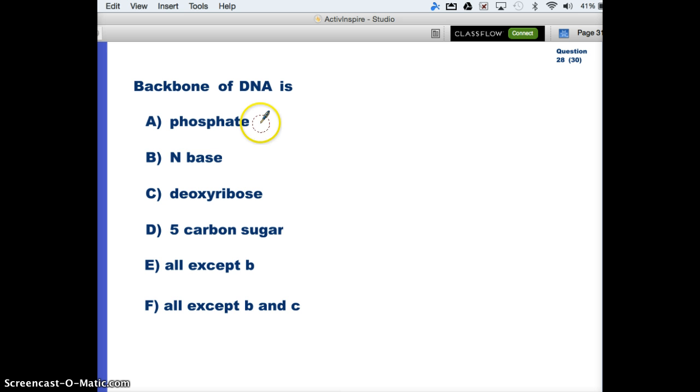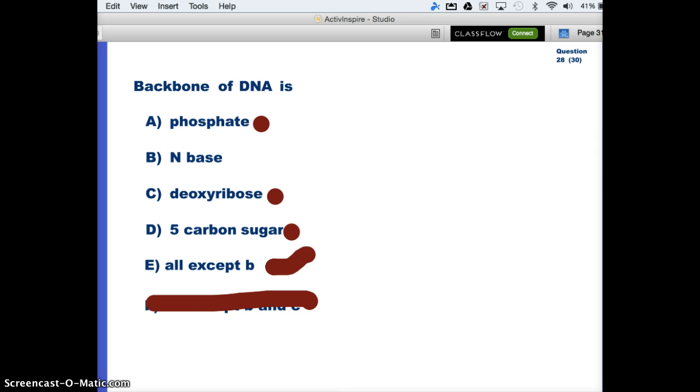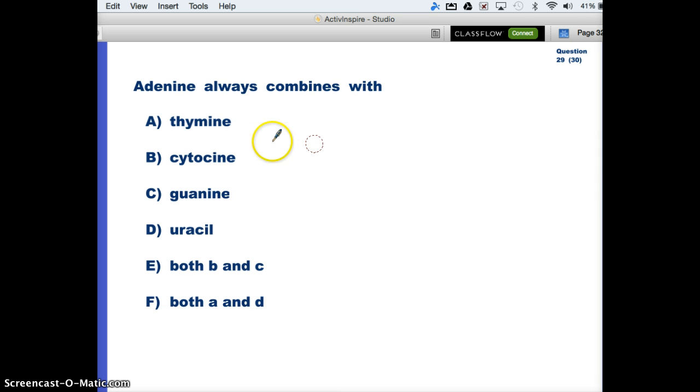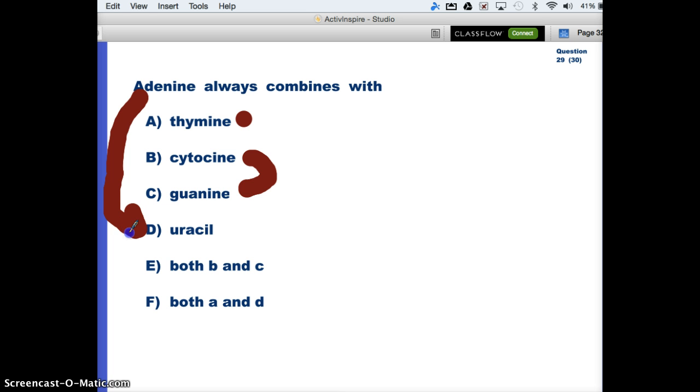The backbone of DNA can be a phosphate and a 5-carbon sugar, which is also called deoxyribose. So it would be all except B. This would be the correct answer. Adenine always combines with thymine, and cytosine always combines with guanine, but adenine will temporarily combine with uracil when forming RNA.